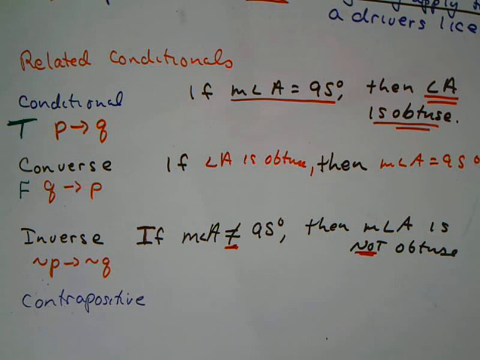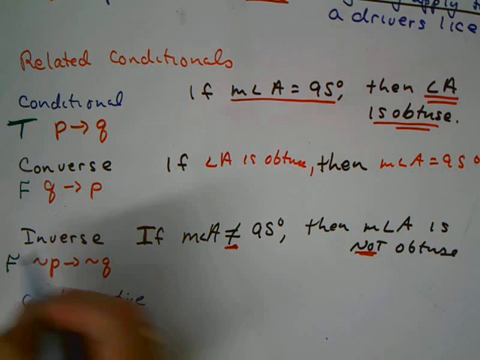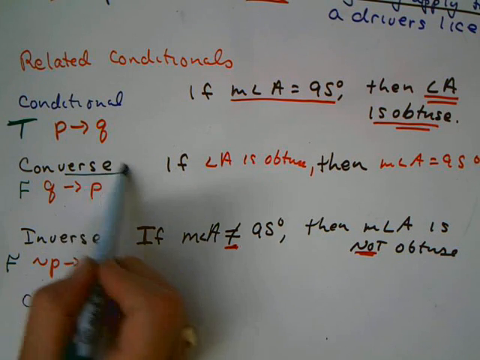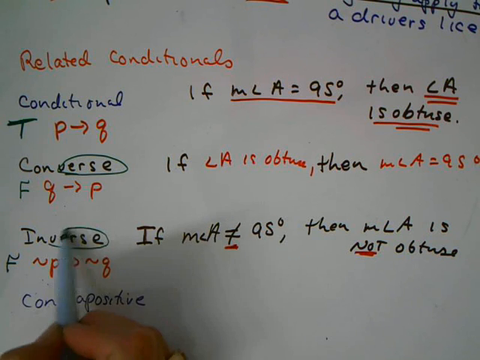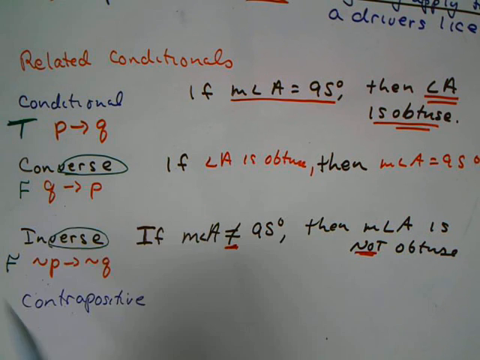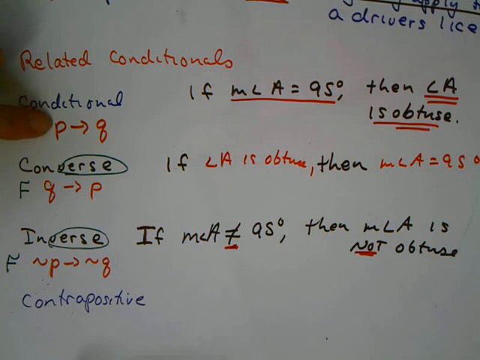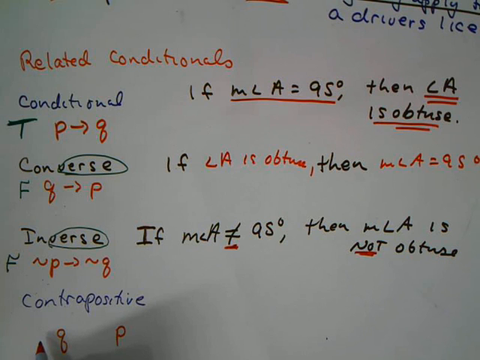That's the inverse. Now I'm saying the measure of angle A is not 95. Can we conclude that it's not obtuse? Well, not really. Again, it could be 100, and then it would be obtuse. So this is also false. So things to remember, the converse and the inverse, notice they have the same truth value. They might both be true, they might both be false, but they'll both be the same truth value.